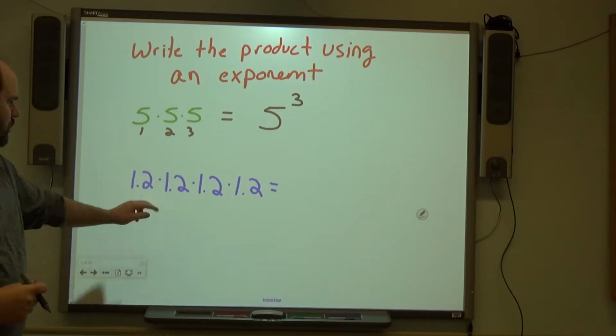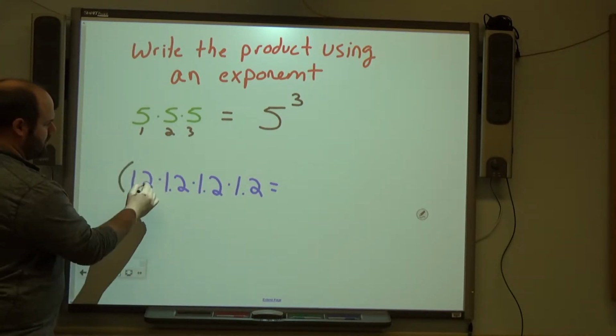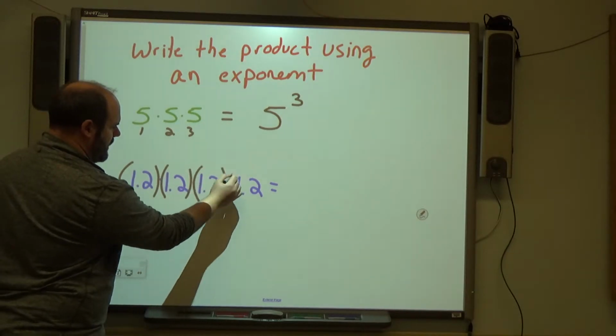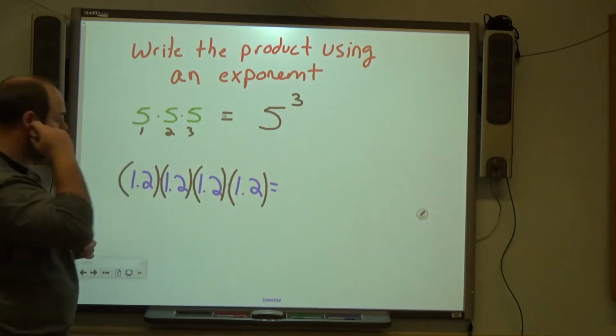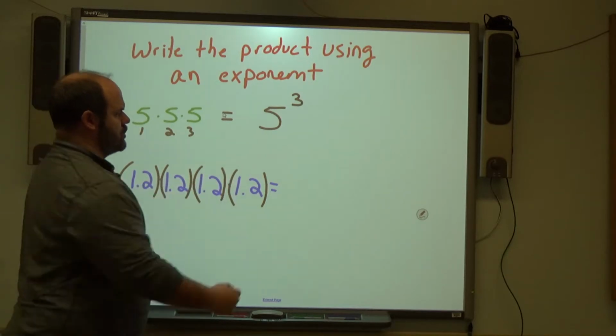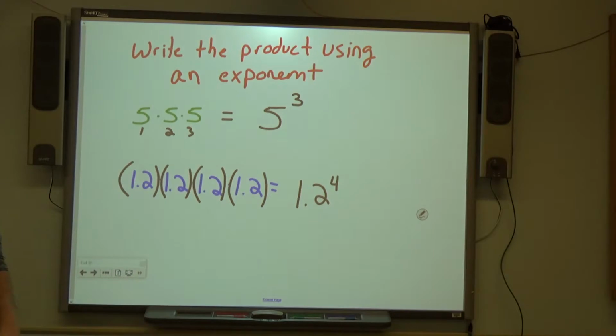The next one is 1.2. Well, this can be a little confusing when you have dots in there. You may also see it written with parentheses. Okay, that also means multiplication. So we have 1.2 and we have it 4 times. So your base is 1.2 and your power is 4. And go ahead and pause the video anytime you need to copy these problems down in your notes as you go along.